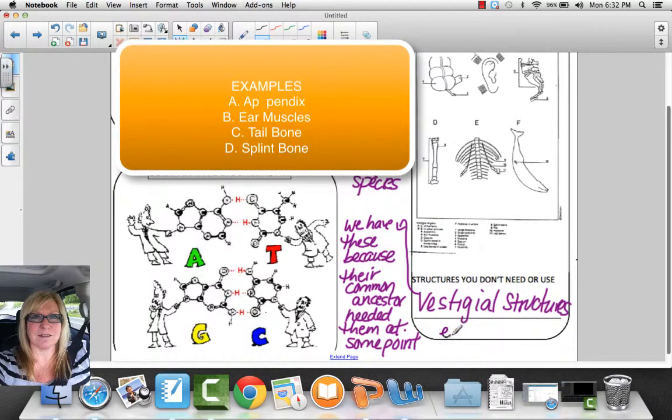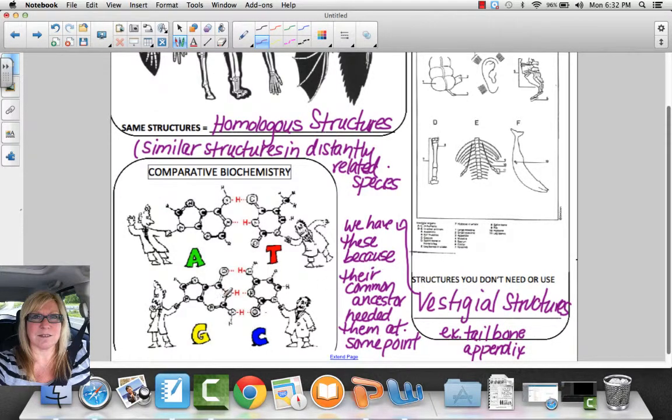So for example, with humans, tailbone and appendix are two popular examples. We don't need our appendix. A lot of people have problems with their appendix. They have it removed and they go on and they're just fine. And then we have something called comparative biochemistry.